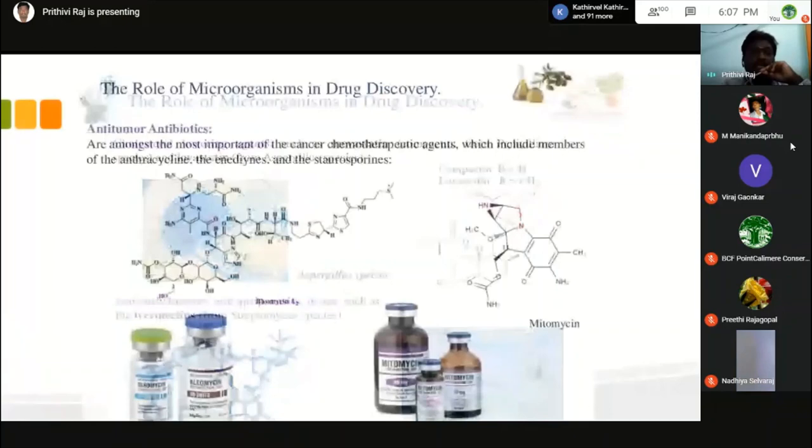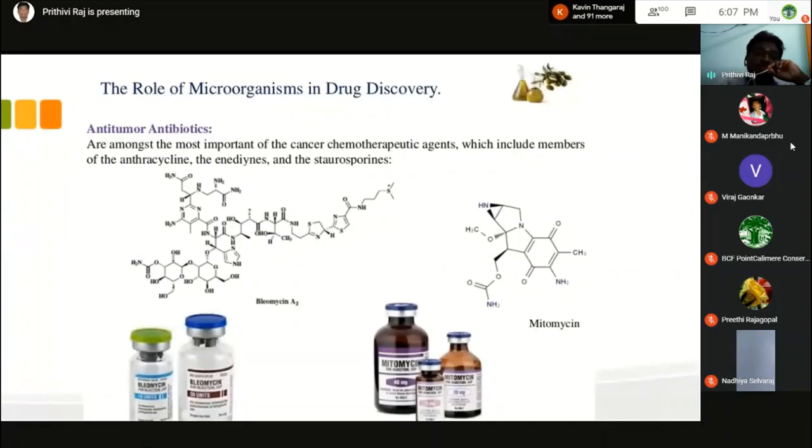Another thing is the anti-tumor. Anti-tumor antibiotics are one of the most important anti-cancer chemotherapeutic agents, which include a number of anthracyclines and also streptozotocins and fluorines. So many of the components and active drugs are obtained from the microorganism. For example, bleomycin and mitomycin are all used as anti-tumor antibiotics.